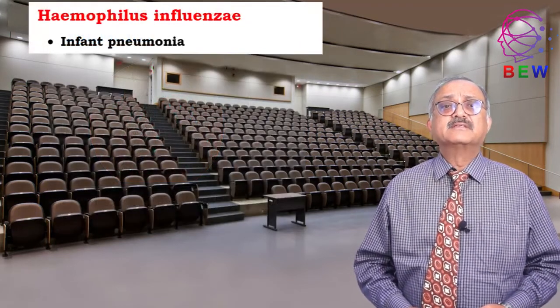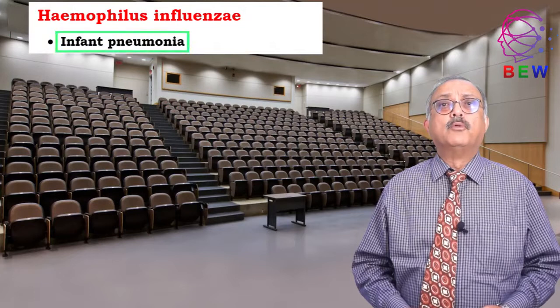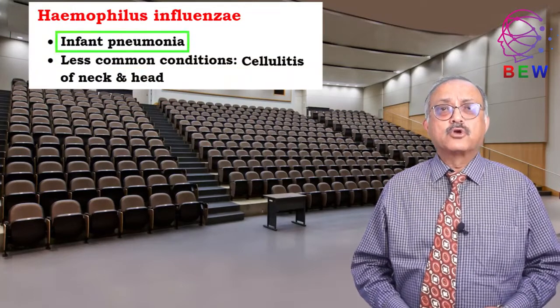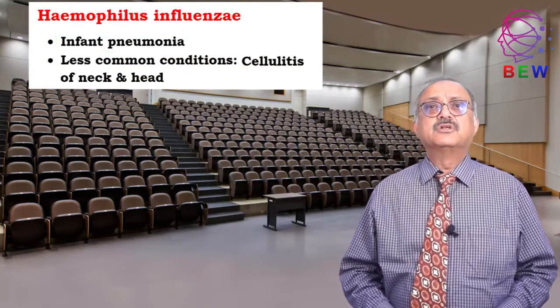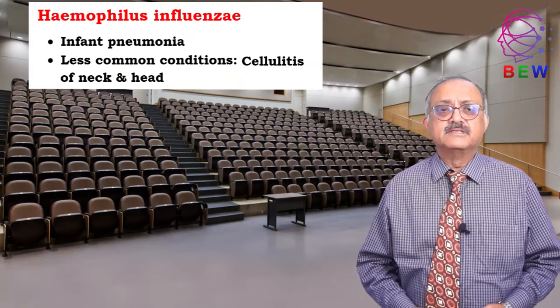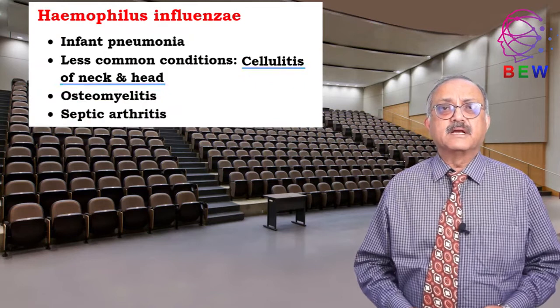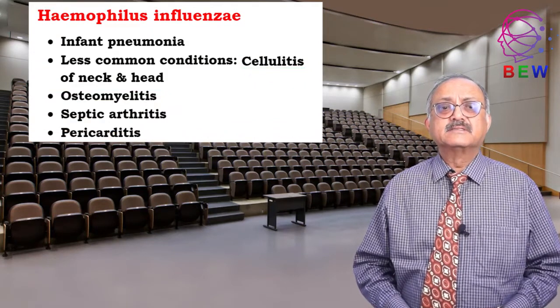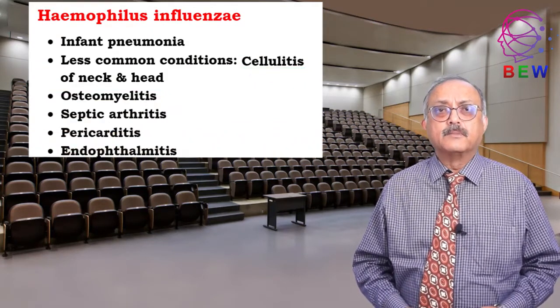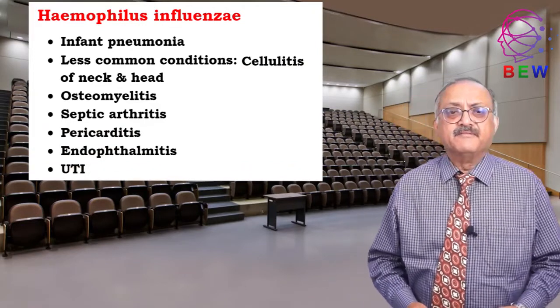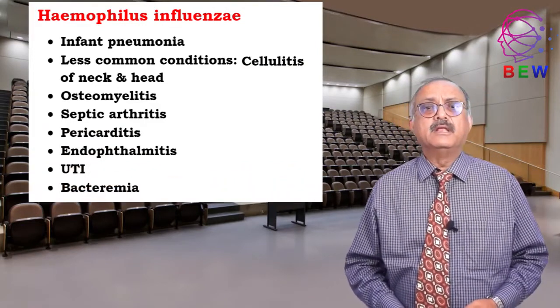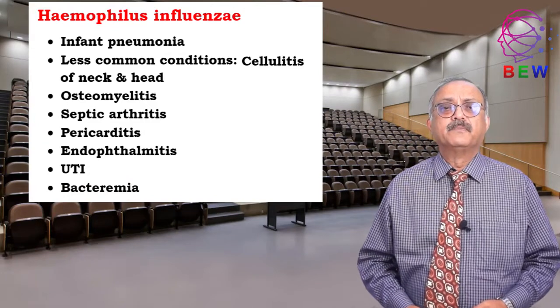Pneumonia in infants, similar to other bacterial pneumonia with more pleural involvement. Less common invasive conditions seen in children caused by Hemophilus influenzae are cellulitis of neck and head region, osteomyelitis, septic arthritis, pericarditis, orbital cellulitis, endophthalmitis, urinary tract infection, bacteremia without any identified focus.